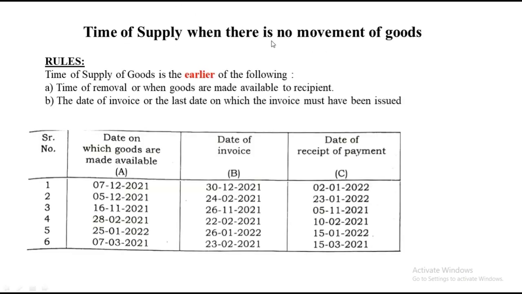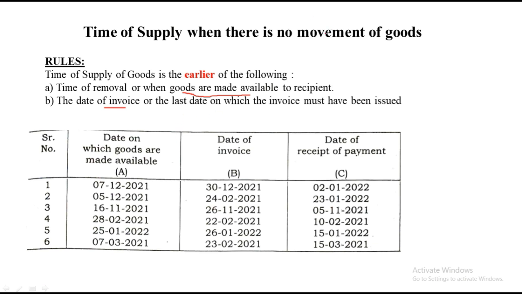Time of supply when there is no movement of goods: there are some rules that need to be noted down. The best thing will be, once you go through the video, note down the heading and the rules and keep it with yourself, because that is very important. The time of supply for goods when there is no movement of goods is the earlier of the following: time of removal or when the goods are made available, and date of invoice. You have to remember this rule. We have the date from where the goods are made available and the invoice date. Whichever is earlier will be your time of supply.